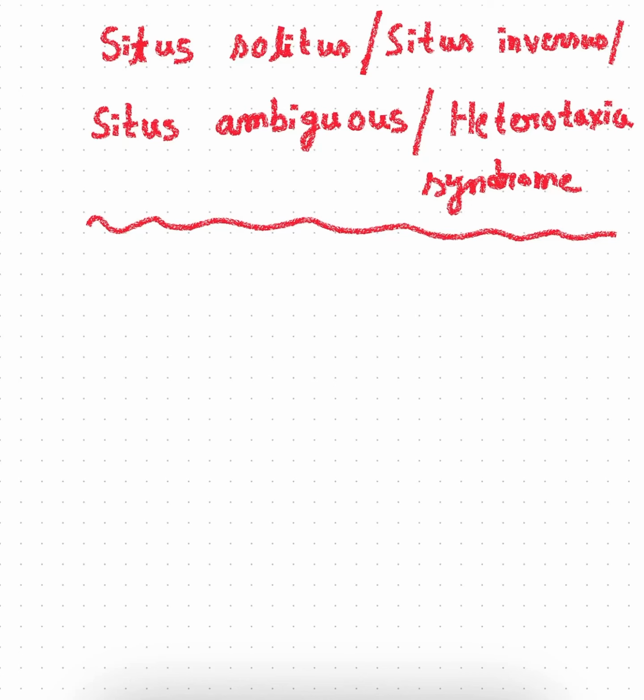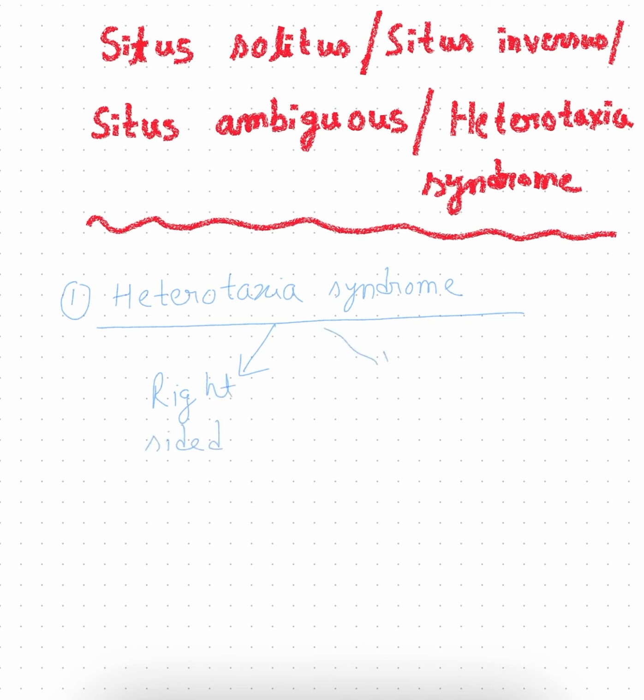In this video, we are going to discuss the various terms such as heterotaxia syndrome, situs solitus, situs inversus totalis and situs ambiguus. So we will start firstly from the heterotaxia. It is basically of two types. One is the right-sided heterotaxia and one is the left-sided heterotaxia.